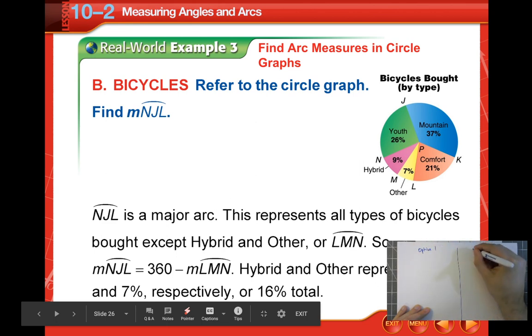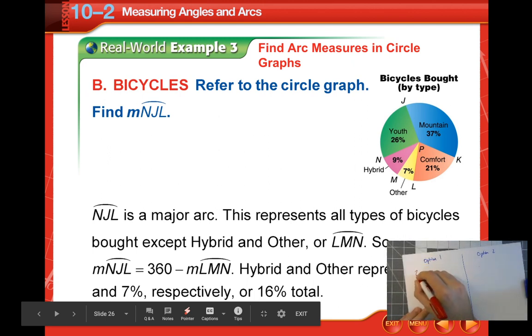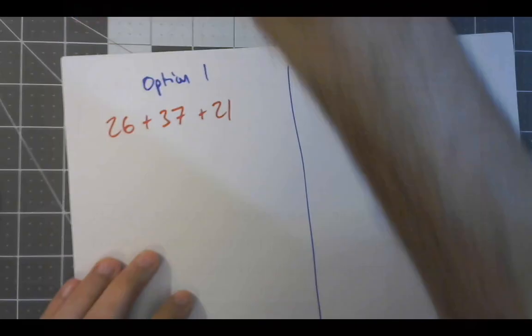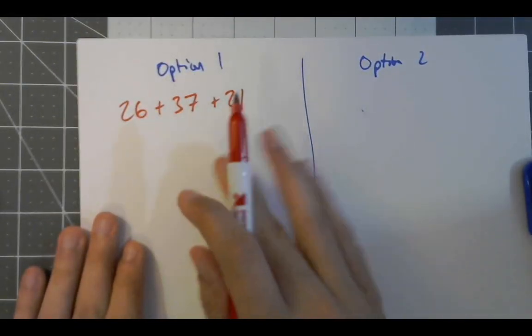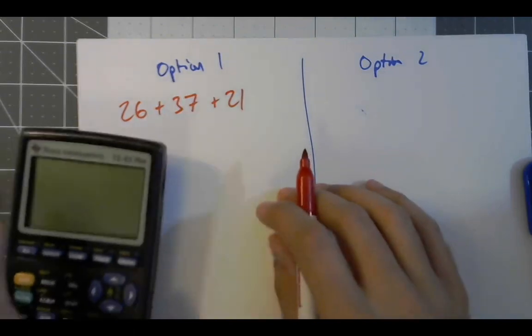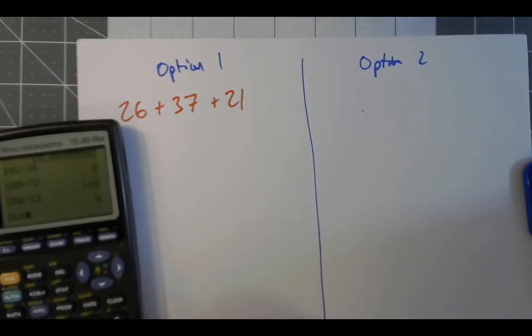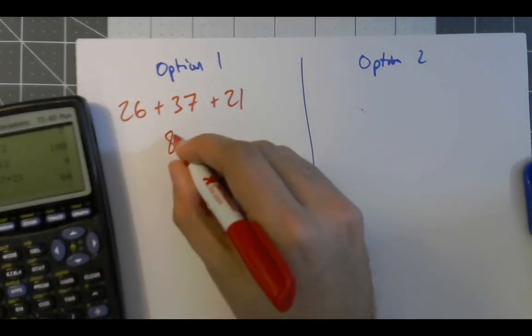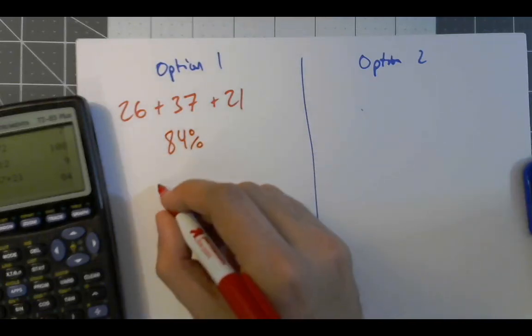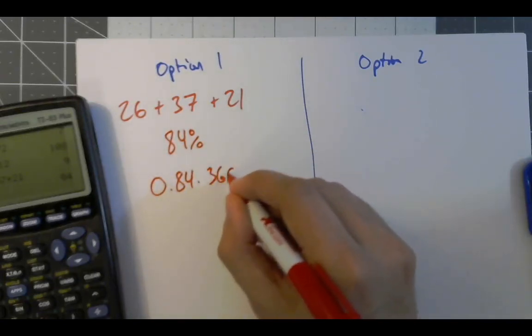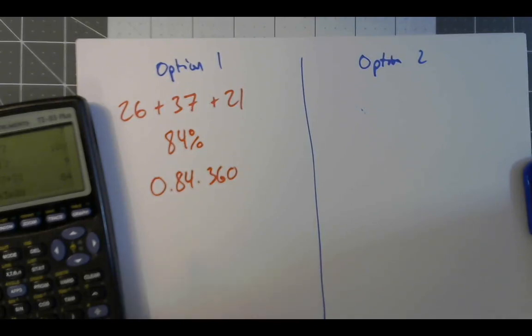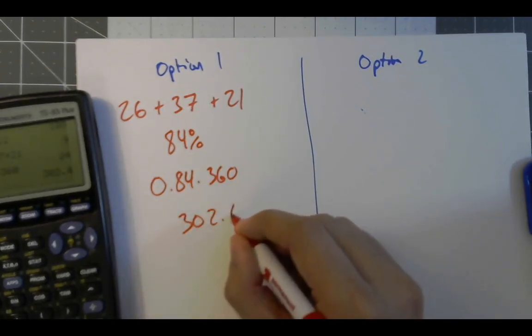We have option 1 and option 2. 26 plus 37 plus 21. So our first option: these are the different percentages that it encompasses. You can add those up. 26 plus 37 plus 21, and you get 84%, and you go 0.84 times 360. That would be 302.4 degrees.